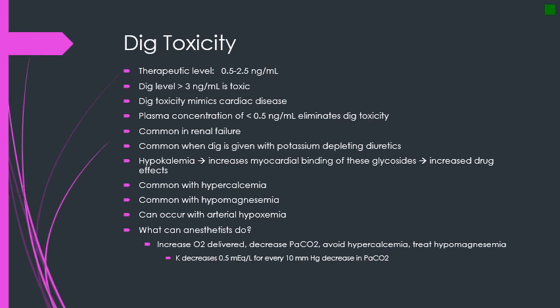We want to decrease their PaCO2, and why? Because for every 10 millimeters of mercury that we decrease that PaCO2, we're going to actually decrease the potassium by 0.5 milliequivalents per liter. So you want to keep them at a normal level, but you don't want to deplete them because hypokalemia increases that myocardial binding. So you don't want hyperkalemia because of the cardiac irritability that can occur, but you don't want hypokalemia because of the digitoxicity that can occur. So you want to make sure that these patients are kept as close to their normal as possible.